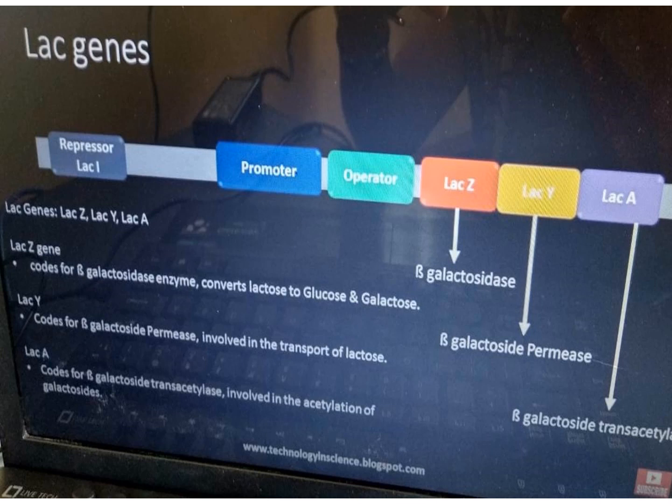And the Lac Y gene codes for beta galactoside permease. It is involved in the transport of lactose. That means it will take the lactose into the cell, and it helps with cell membrane permeability. So that's why this enzyme is called beta galactoside permease. Then Lac A codes for the beta galactoside transacetylase. It is involved in the acetylation of the galactosides.